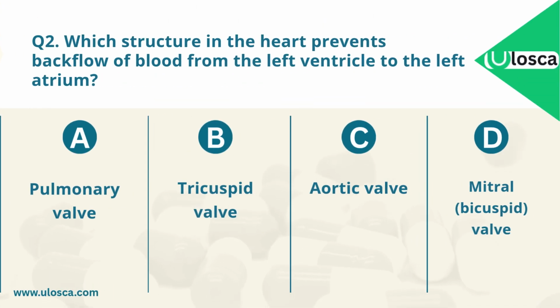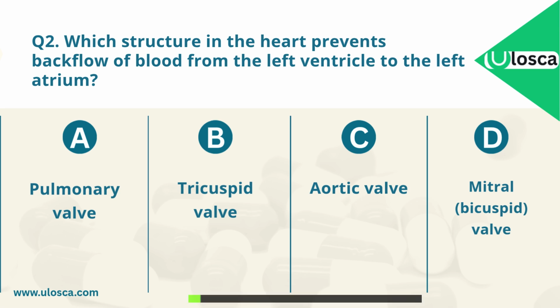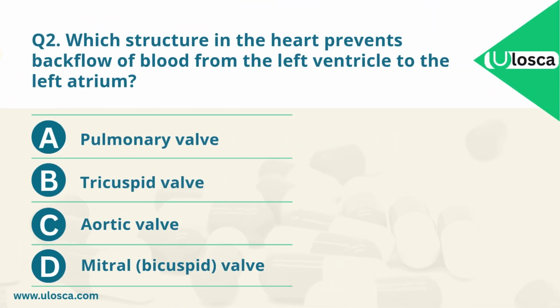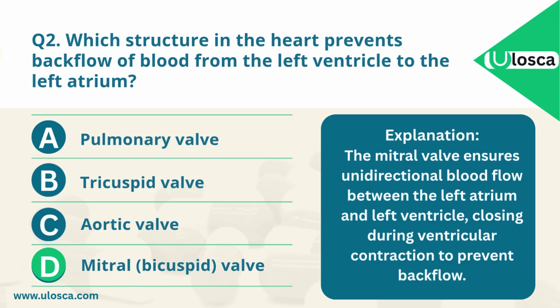Question 2. Which structure in the heart prevents backflow of blood from the left ventricle to the left atrium? A. Pulmonary valve. B. Tricuspid valve. C. Aortic valve. D. Mitral valve. Which one is the correct answer? The correct answer is D. Mitral valve. Explanation. The mitral valve ensures unidirectional blood flow between the left atrium and left ventricle, closing during ventricular contraction to prevent backflow.